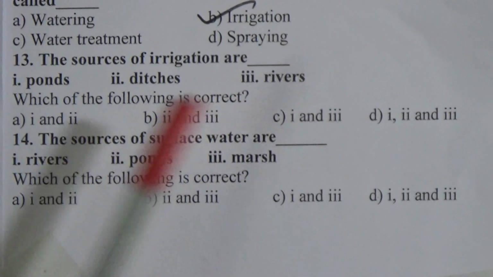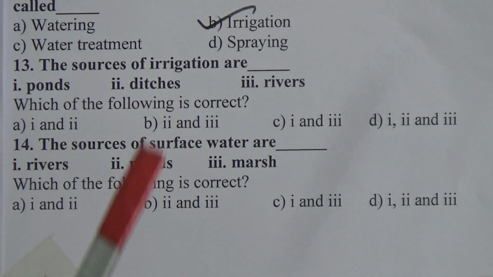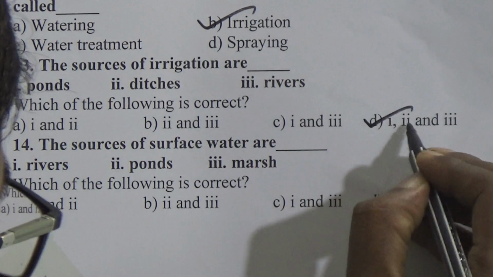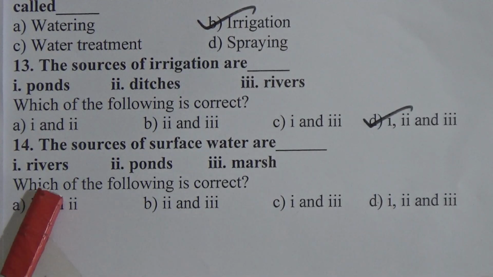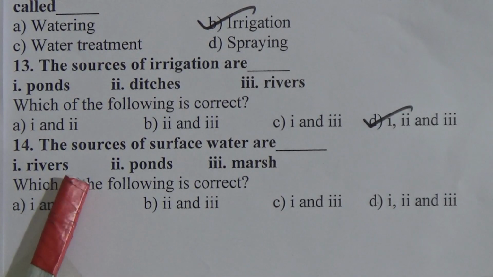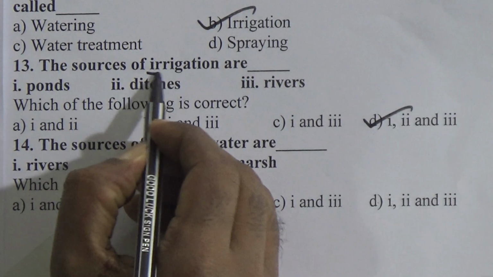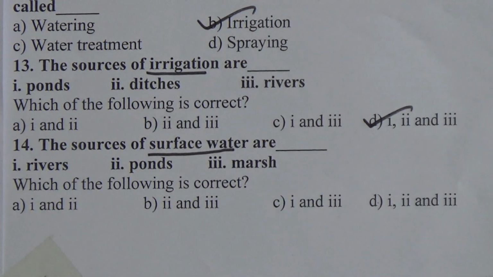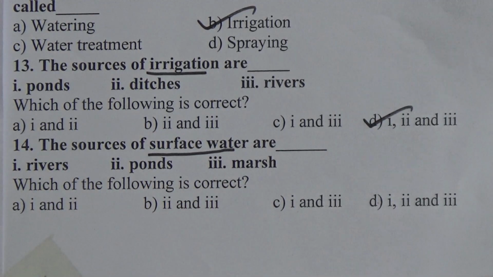Now 13 number MCQ. The sources of irrigation are 1. ponds, 2. ditches, 3. rivers. Which of the following is correct? So look here, ponds, ditches and rivers, that means all are correct. D, 1, 2, 3. The sources of surface water are, okay, look here. Yes, these questions come two times, no problem. Here it is irrigation, and another one is surface water. Okay, don't forget, the sources of surface water are rivers, ponds, marshes. Which of the following is correct? This one is also answer D, 1, 2, 3.